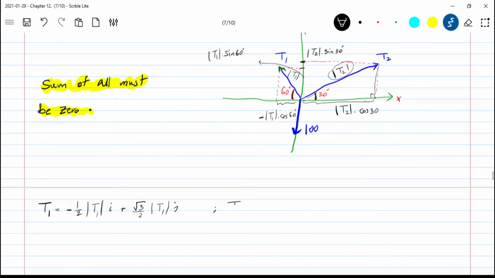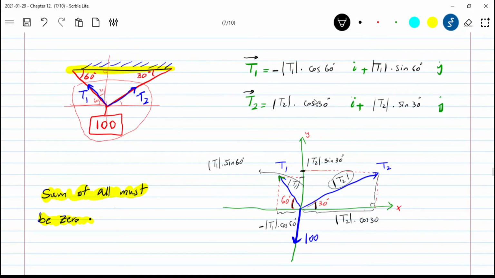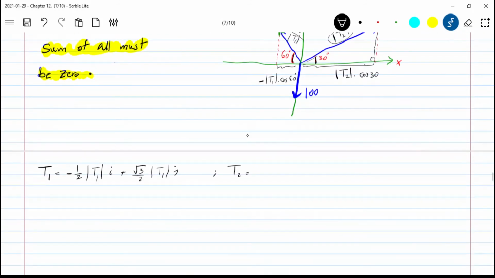And T2 would be exactly the same thing. Instead of cosine 30, you will get root 3/2. Instead of sine 30, you will get 1/2. So you get root 3/2 magnitude of T2 I plus 1/2 T2 J.